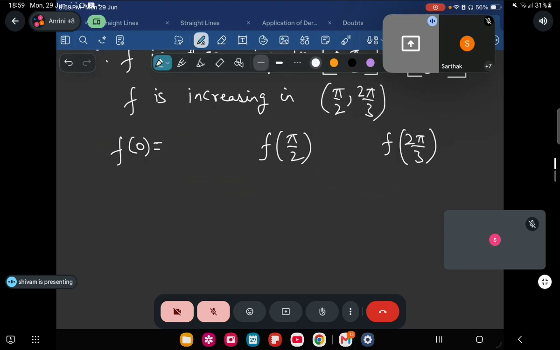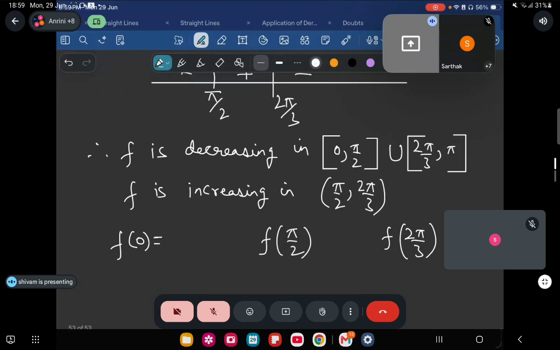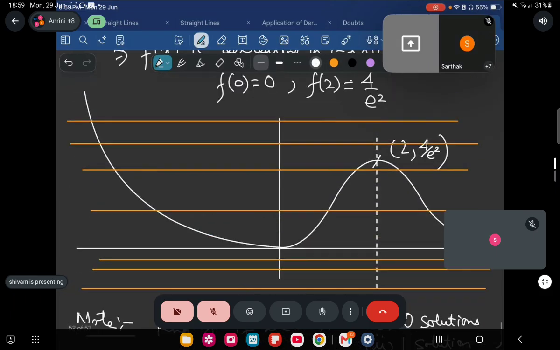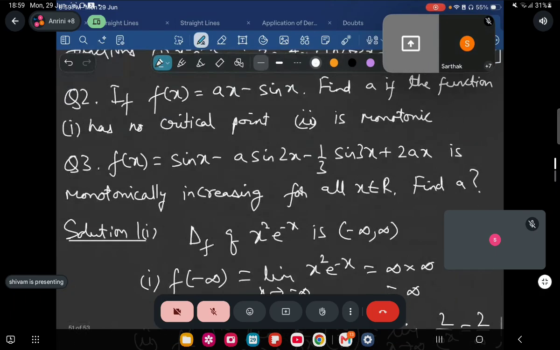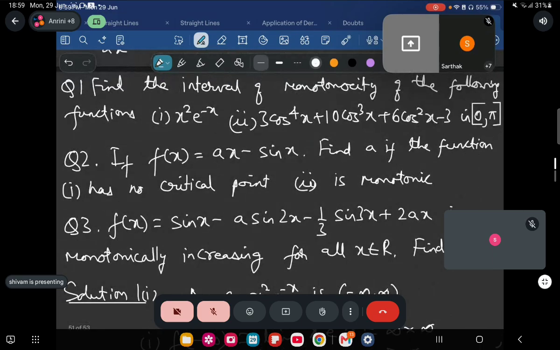So Sarthak, you tell me f of 0. Memel, you tell me f of pi by 2. And Only, you tell me f of 2 pi by 3. Sir, f of 0 is 16. F of 0 is 16.